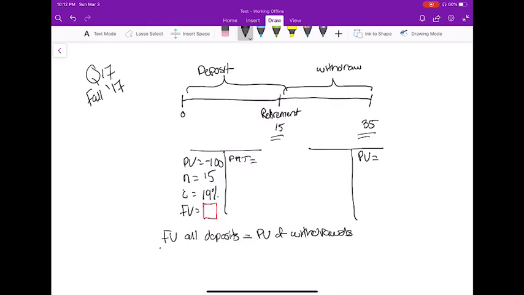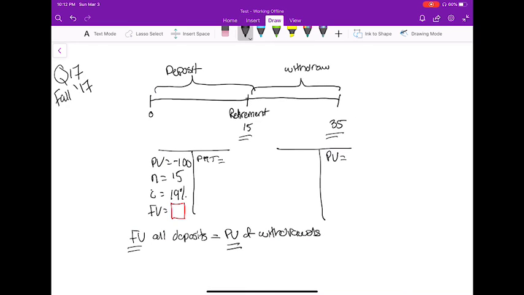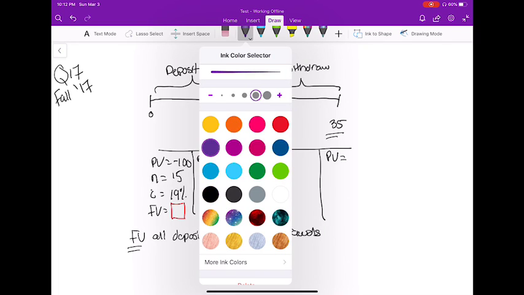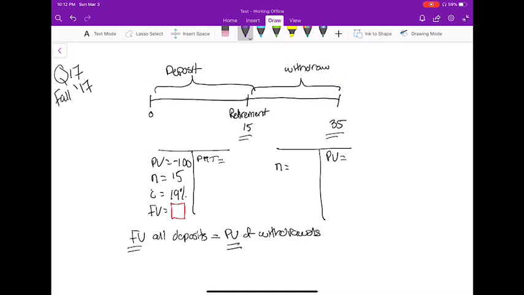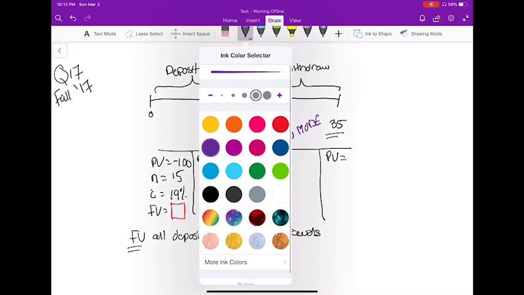But we also know that the future value of all deposits equal the present value of all the withdrawals. So let's calculate the present value of all of our withdrawals. Start with this one. So first is first. We want to make sure that the withdrawals are happening at the beginning or at the end of each year. If you read the question, you'll realize that they happen at the beginning of every year. So make sure that you have this here in begin mode. Okay? Make sure you have it in begin mode.